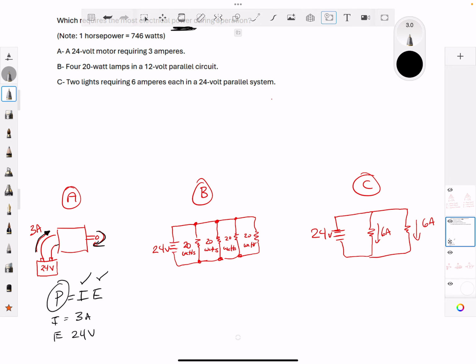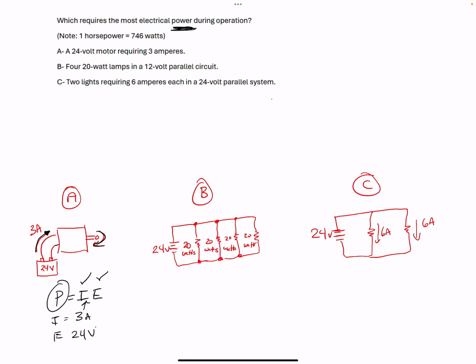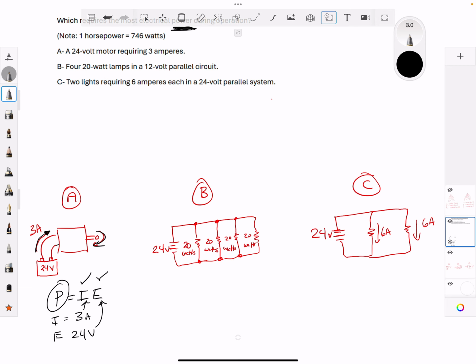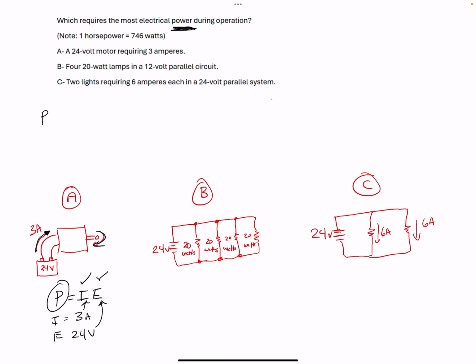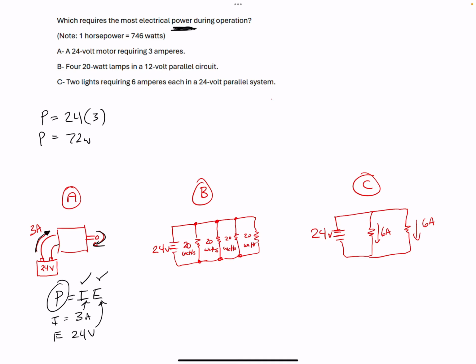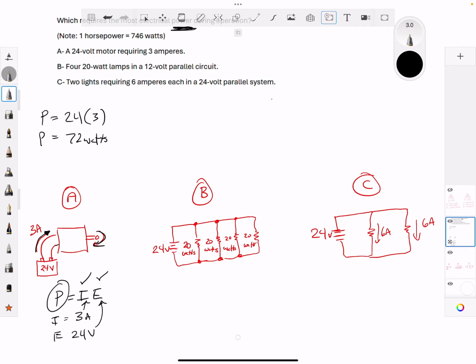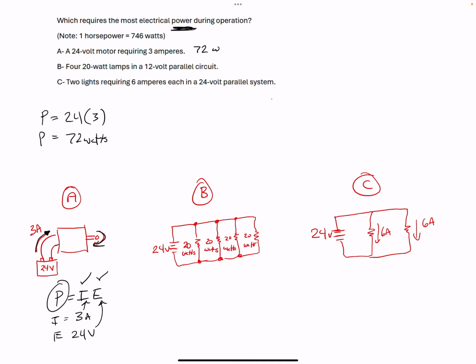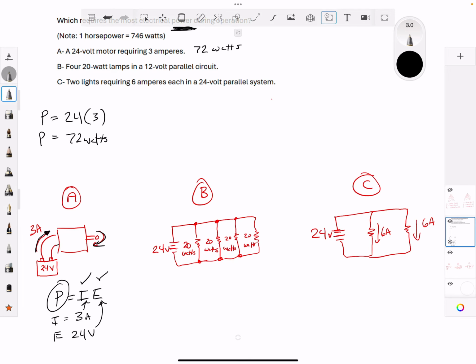So all we have to do is plug in I and plug in E and multiply those two things together, right? So we'd have P equals 24 times 3. So P is going to be equal to 72 watts. So far, A is 72 watts. We're looking for which one, A, B, or C, requires the most power. All right, then we're at B.